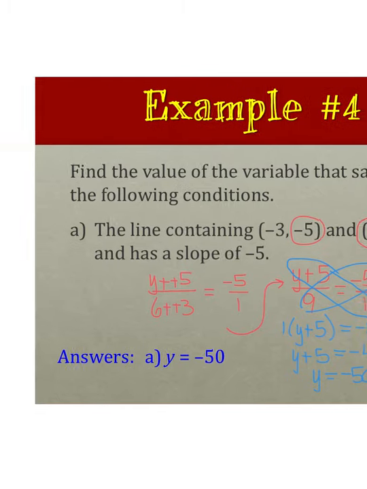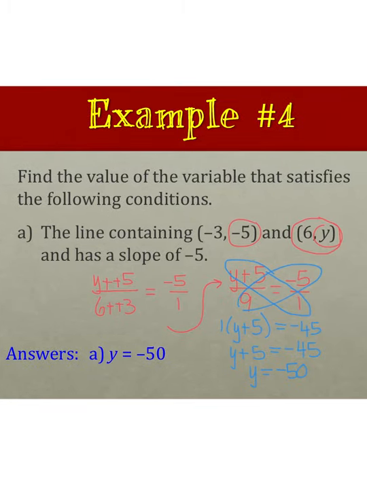If you're not sure if your answer is correct, remember, if y is -50, you could plug this back in and find the slope of this line. -5 minus -50 over -3 minus 6. This is going to equal 45 over -9. 45 over -9 does give me a slope that's -5. So I can be confident that I found the right value for y.